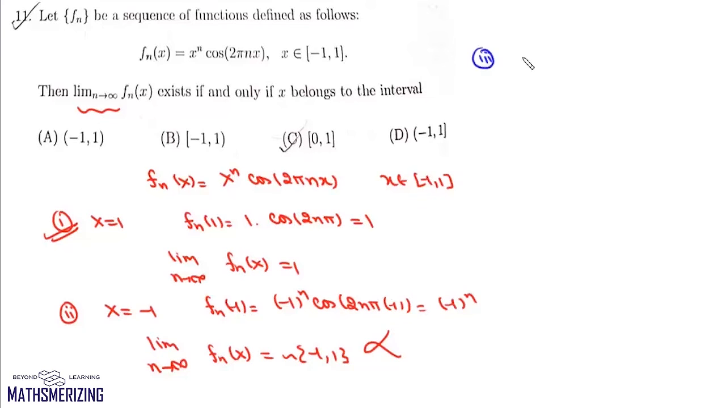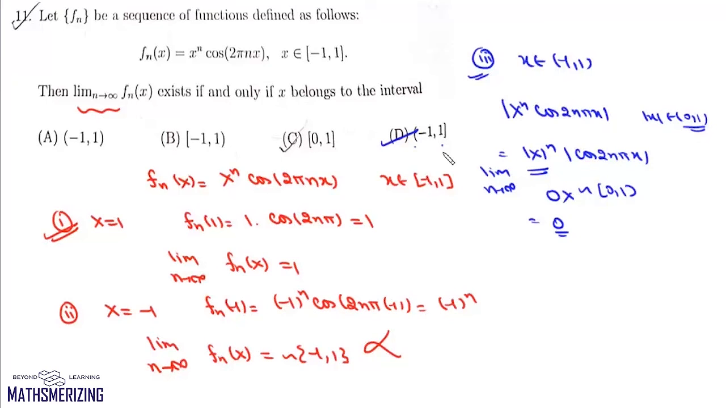And finally, when x lies between minus 1 and plus 1, in that case this mod x^n cos 2n pi x will be mod of x to the power n into mod of cos 2n pi x, and if we take this limit n tends to infinity, now this is an oscillating value from 0 to 1, and since mod x lies between 0 and 1, this is 0. Now 0 into anything finite is simply 0. In this case also, this limit exists. So this limit will exist if and only if x belongs to the interval where minus 1 is not included and 1 is included, and that's your option D.